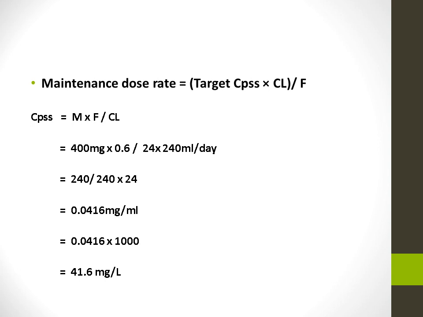So, that is equal to 240 divided by 240 into 24, which is 0.0416 milligram per ml. We have clearly asked you to give it in milligram per liter. So, multiply it into 1000, we will get 41.6 milligram per liter.